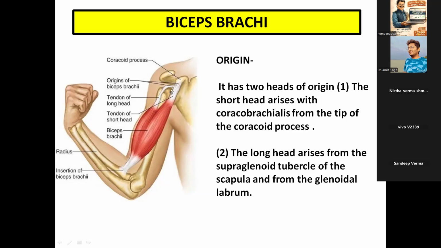The short head arises from where the coracobrachialis arises, that is at the tip of coracoid process. मतलब के tip of coracoid process से जैसे कोरेकोब्रेकियालिस का ओरिजिन था, वैसे ही वही साइड से शॉर्ट हेड ऑफ बाइसेप्स ब्रेकाई भी ओरिजिन होता है. ठीक है. Now the long head arises from supraglenoid tubercle of the scapula.